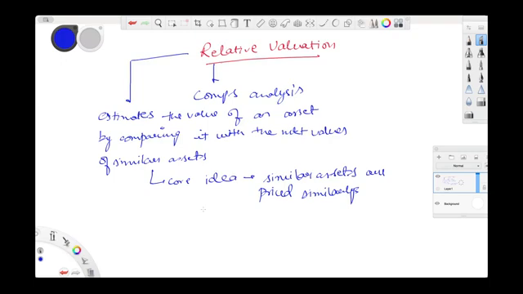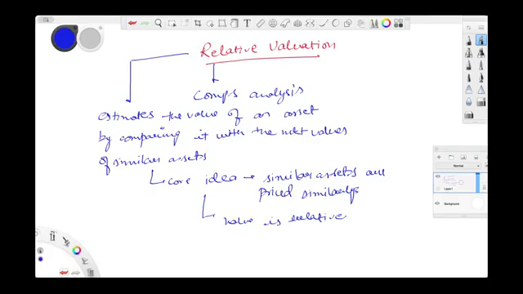And one more thing is the value is relative. What it means is the worth of a company depends on how comparable companies are priced by the market. The core idea is you look at how the market is pricing it. You look at the bigger picture. If the market is saying that the share price of this particular stock as per the industry standard should be 100 rupees, but your share is trading at, let's say, 200 rupees, the market will say that this is overpriced.